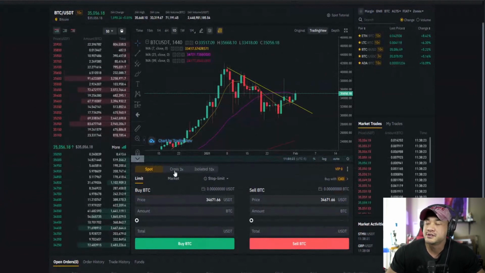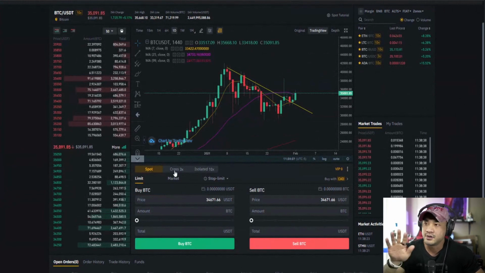Anyway, so what cross means is, let's say you've got $1,000 in your wallet. Cross means you can leverage that $1,000 to buy $3,000 worth of positions. And the reason it says cross is because you can buy $1,000 in Bitcoin, another $1,000 in ADA, and so on. It means it's crossing the wallets. The value of the wallet is crossing across these different coins.